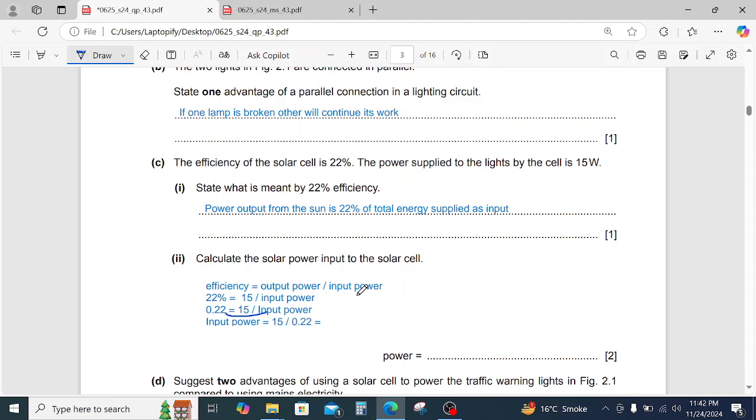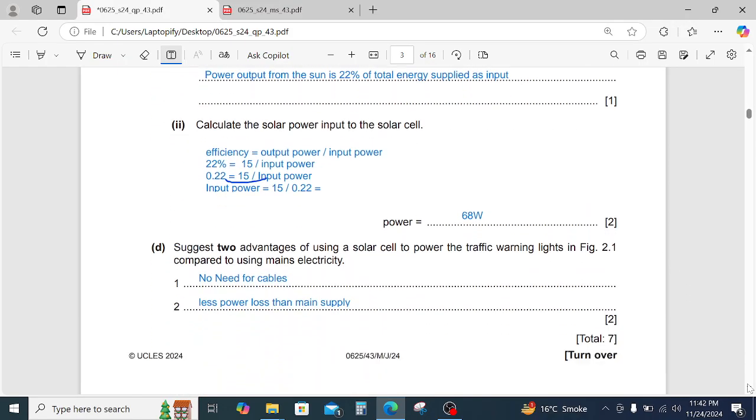So I will divide it here, 15 divided by 0.22. This is roughly 68 watt. It means 68 watt is supplied to the solar cell, from which 15 watt is supplied to the light signal. Okay, so this is output, this is input.